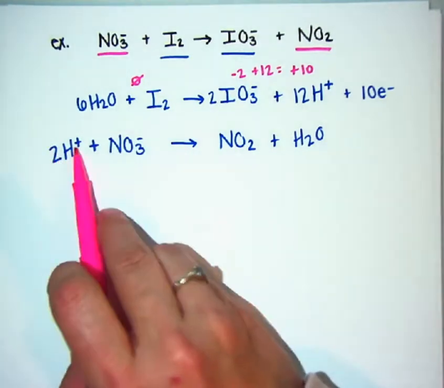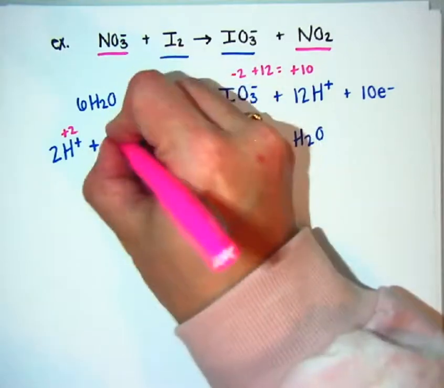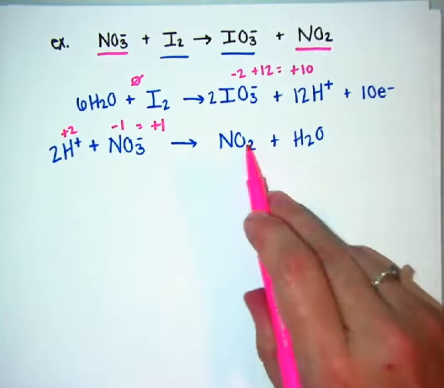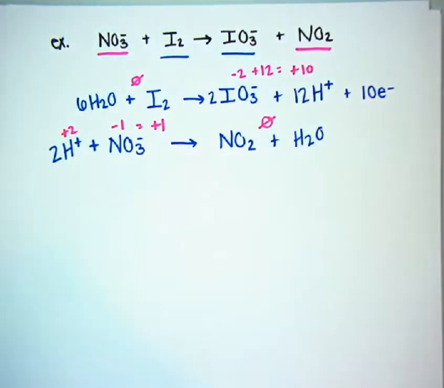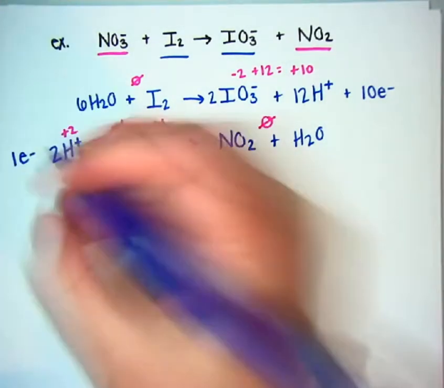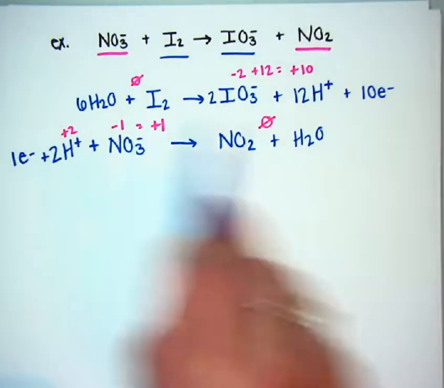Here I have 2 times a +1. Nitrate is -1. Net charge is +1. Neutral, neutral. So I could add 1 electron. -1, +1 is neutral.